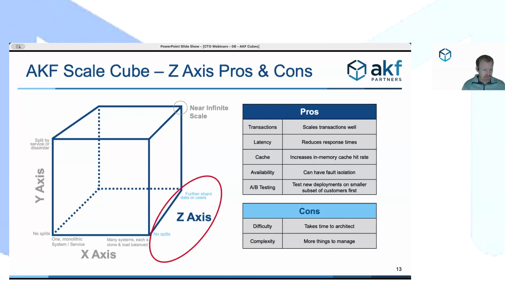All right. Good question from Nicholas. Let's read the question so everybody understands. Yeah. So is it fair to consider a CDN, a content delivery network, as a Z-axis scale?